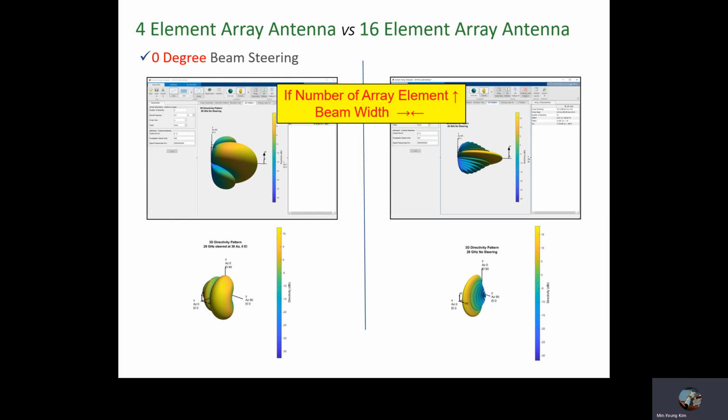The bulky 3D polygon means the real 3D-world electromagnetic beam of the linear array antenna. The bulkiest one is the main lobe beam, and the adjacent wings are side lobe beams. Instantly, you can compare the shape between the 4-element array and the 16-element array antenna. The 16-element array shows a narrower beam width. Narrow beam width means a more accurate beam. If the number of array elements increases, then the beam width is reduced.